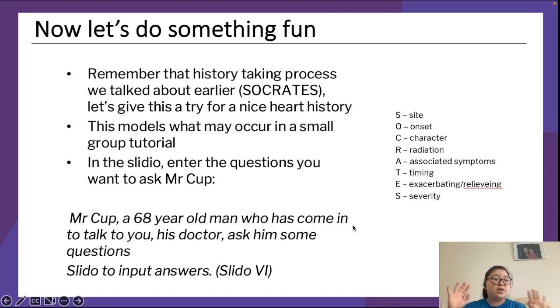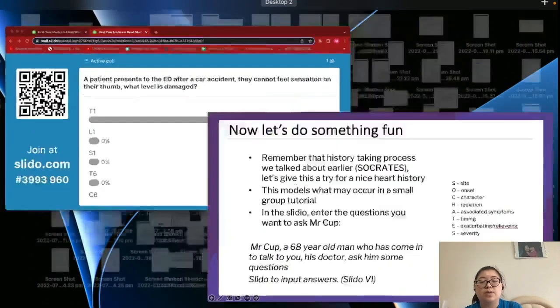Normally this occurs in small group tutorials. I feel like this will be really fun to do. So let's do this question in Slido. We have Mr. Cup, a 68-year-old. This is a really common type of question, probably one of the first types of patient scenarios which you'll learn. Mr. Cup is a 68-year-old man who's come in to talk to you, his doctor, and to ask some questions. So, what is the first thing that you want to ask here, according to what I've been saying so far?